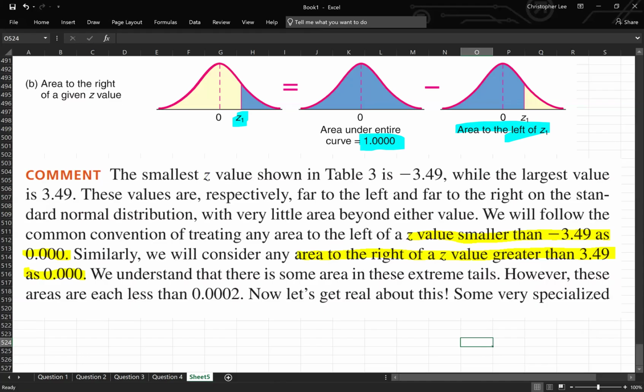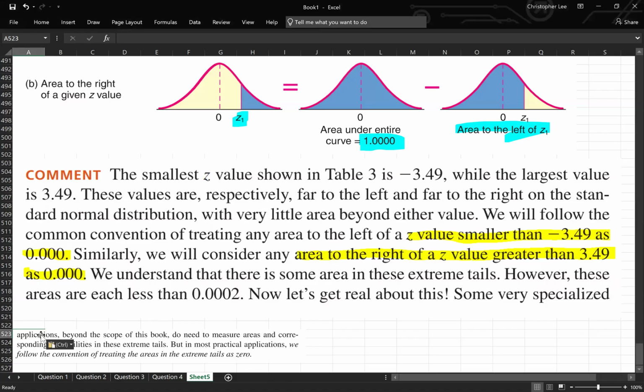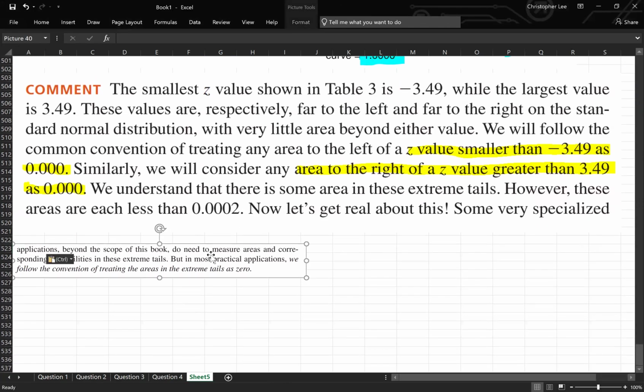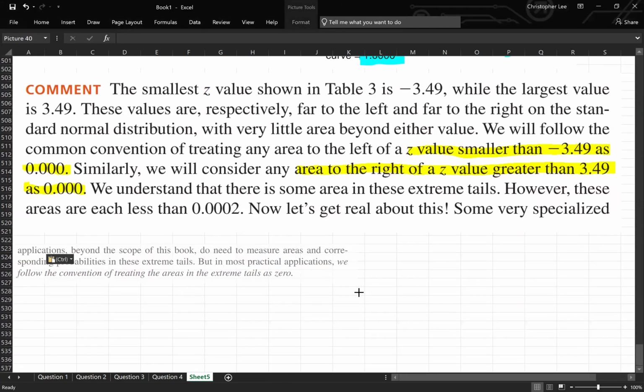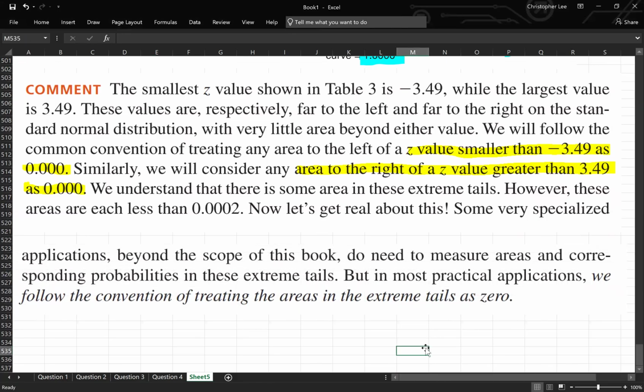Some have very specialized applications beyond the scope of the book, right? Do we need to measure areas and corresponding probabilities in these extreme tails? But in most practical applications, we follow the convention of treating the areas in the extreme tails as zero.